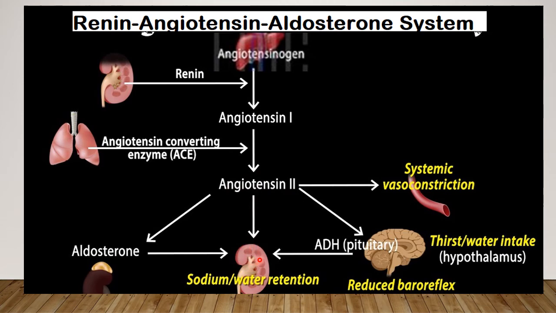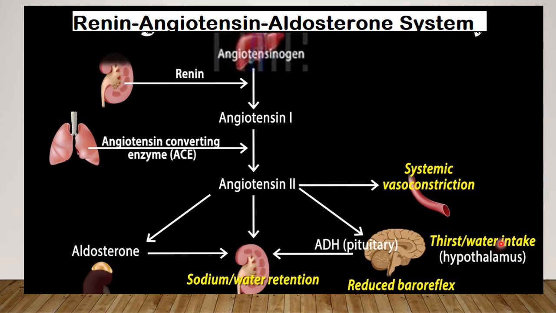In the proximal convoluted tubules, angiotensin will increase the water and electrolyte, mainly the sodium reabsorption. So by increasing sodium and water reabsorption, it will prevent its loss. Then another action of angiotensin 2 is over the brain. That means central action, where it will increase the thirst center.